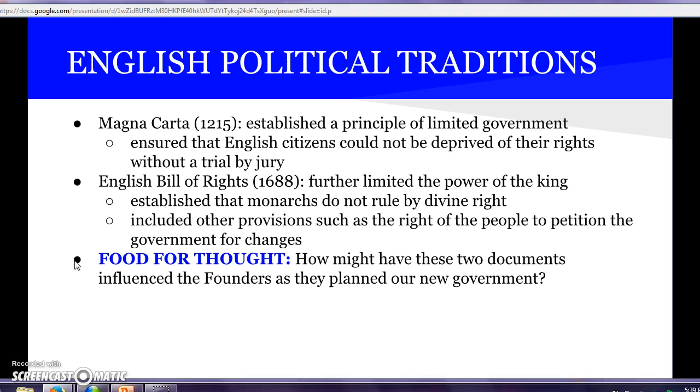And then at the end of the slide, as opposed to having a picture, what I did was a food for thought question, so that the students could think about how these documents actually influence our government, which is very important because if they don't understand the context of the Magna Carta and the English Bill of Rights, then it's going to be a little bit difficult for them to understand how we ended up with the Constitution that we currently have. And sometimes they think it just fell from the sky.